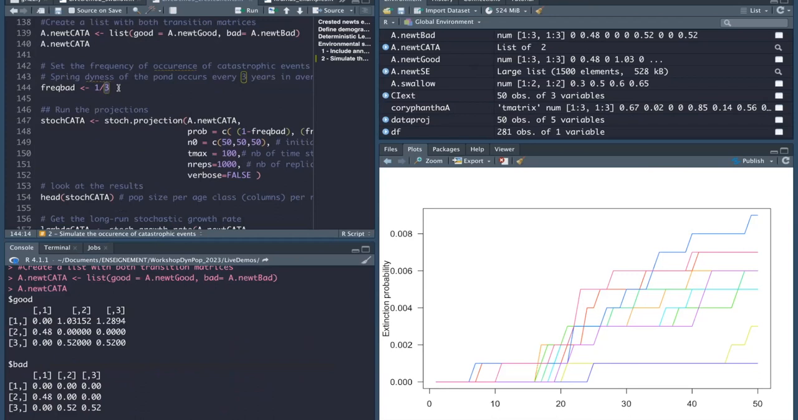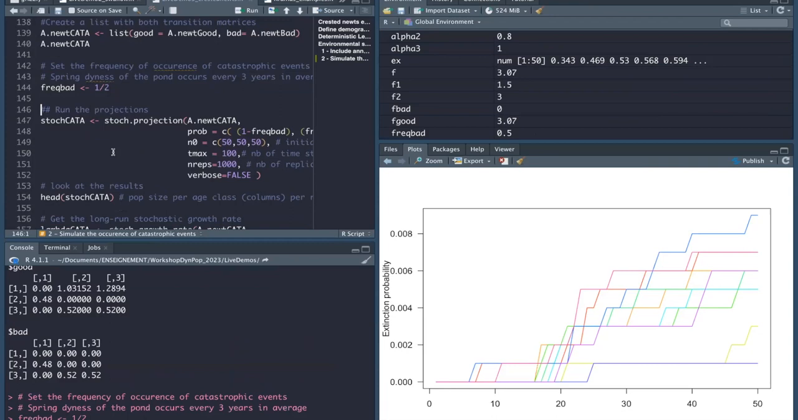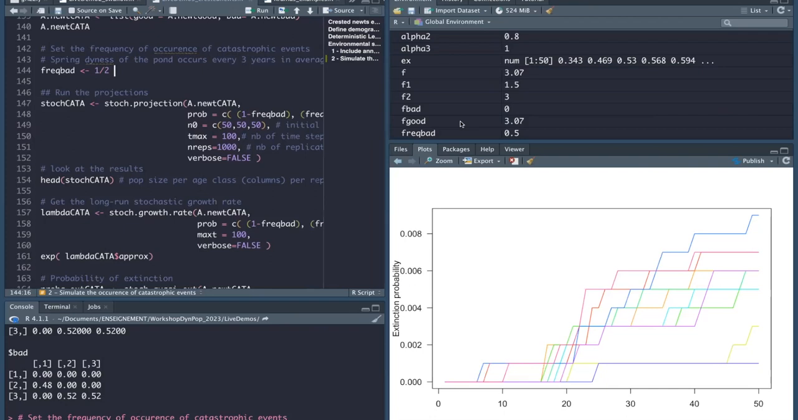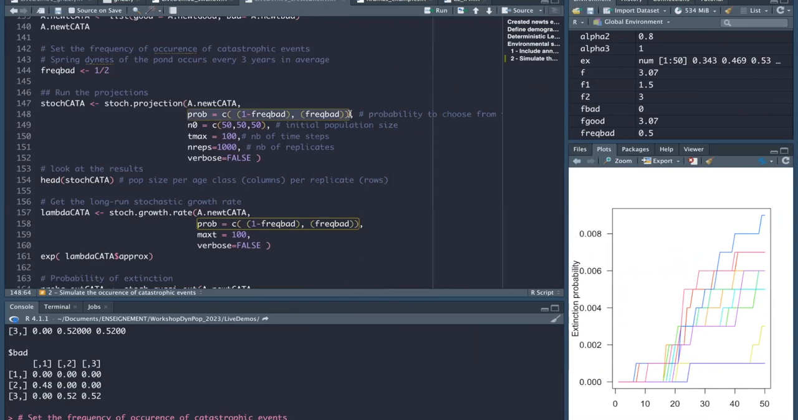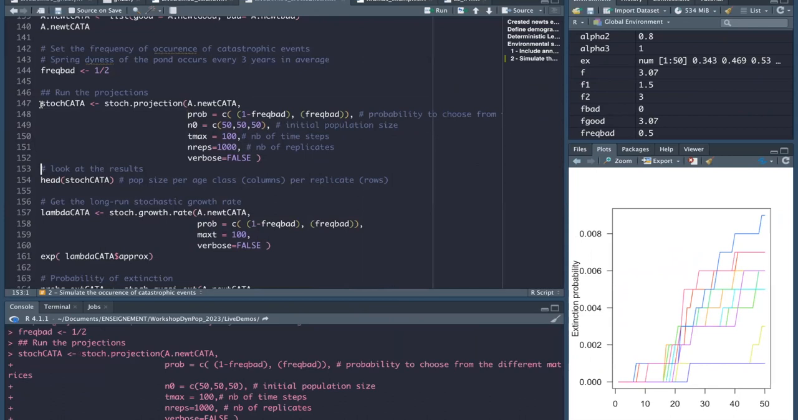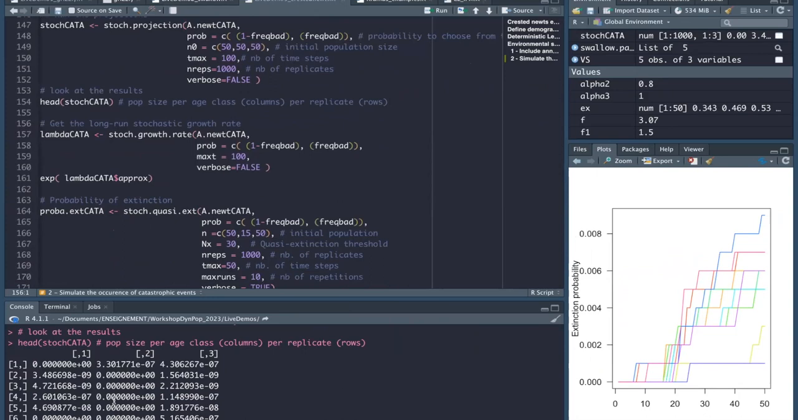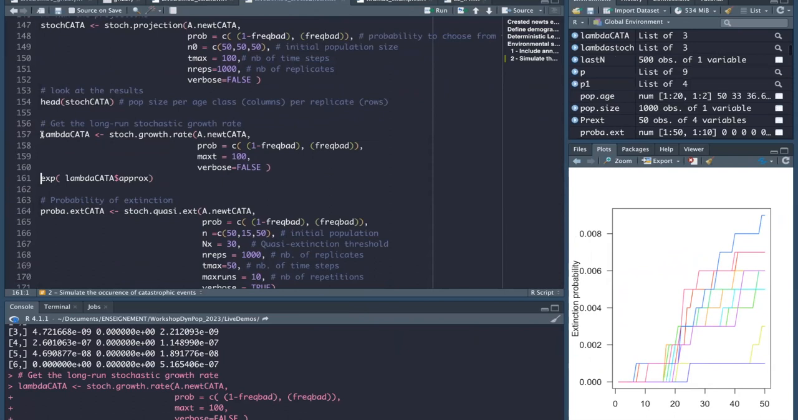But we know that it's going to get worse around here in the south of France. So let's say it's going to be one year out of two and see how it's going to alter our population projection, if we consider that on average, one year out of two is going to be a bad year. So we use this frequency of bad years as the probability of picking each year the good or the bad transition matrix. We run the projection. We can look at the first values of the six first populations, and we see that a lot of them are at zero at the last time step already. So let's calculate the long-run stochastic growth rate, which is below one.